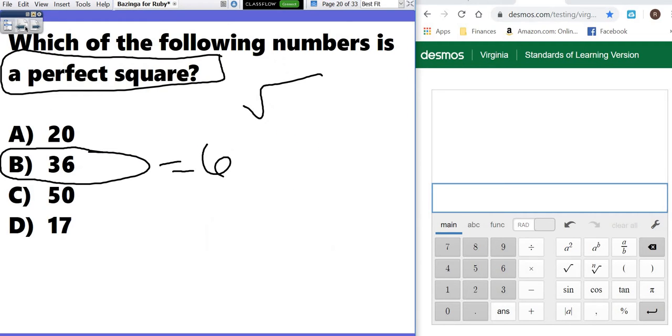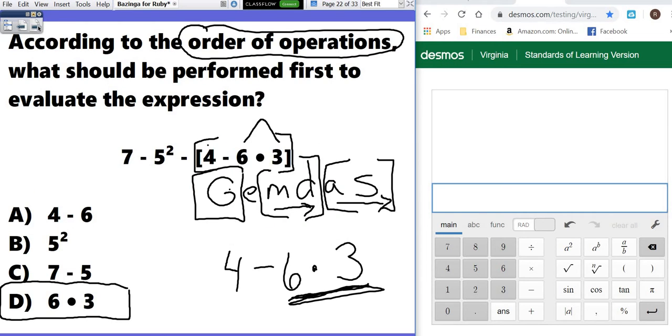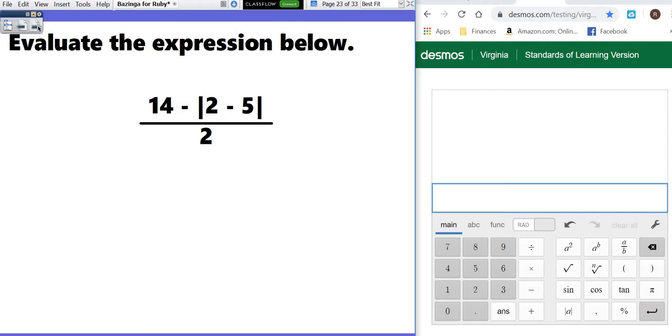Uh-oh, I know I skipped one, so let me look back. There's one, there's another one. It says evaluate the expression below. This is one that you could definitely do using order of operations. For example, let's just write down GEMDAS. We're going to end up putting it on our calculator, but I just want to look at this.